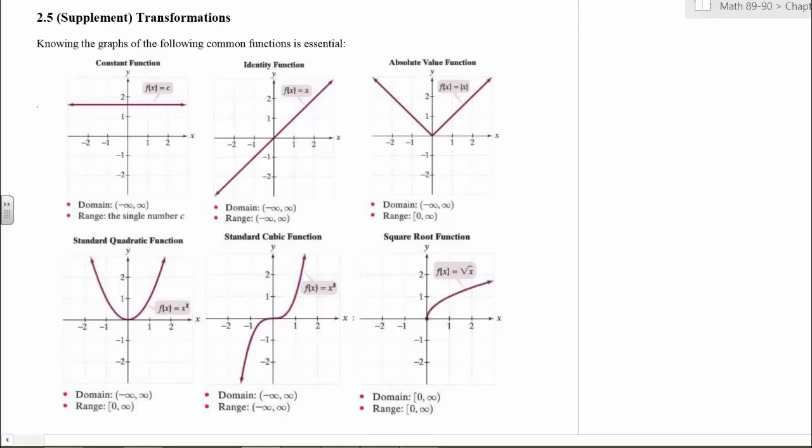So this one looks sometimes, if you use y equals c, so y equals, in this case it looks like about 1.75, somewhere around there. And then you have the identity function, which is just y equals x. This is just really a line. And then we start to get into some more fancy graphs.